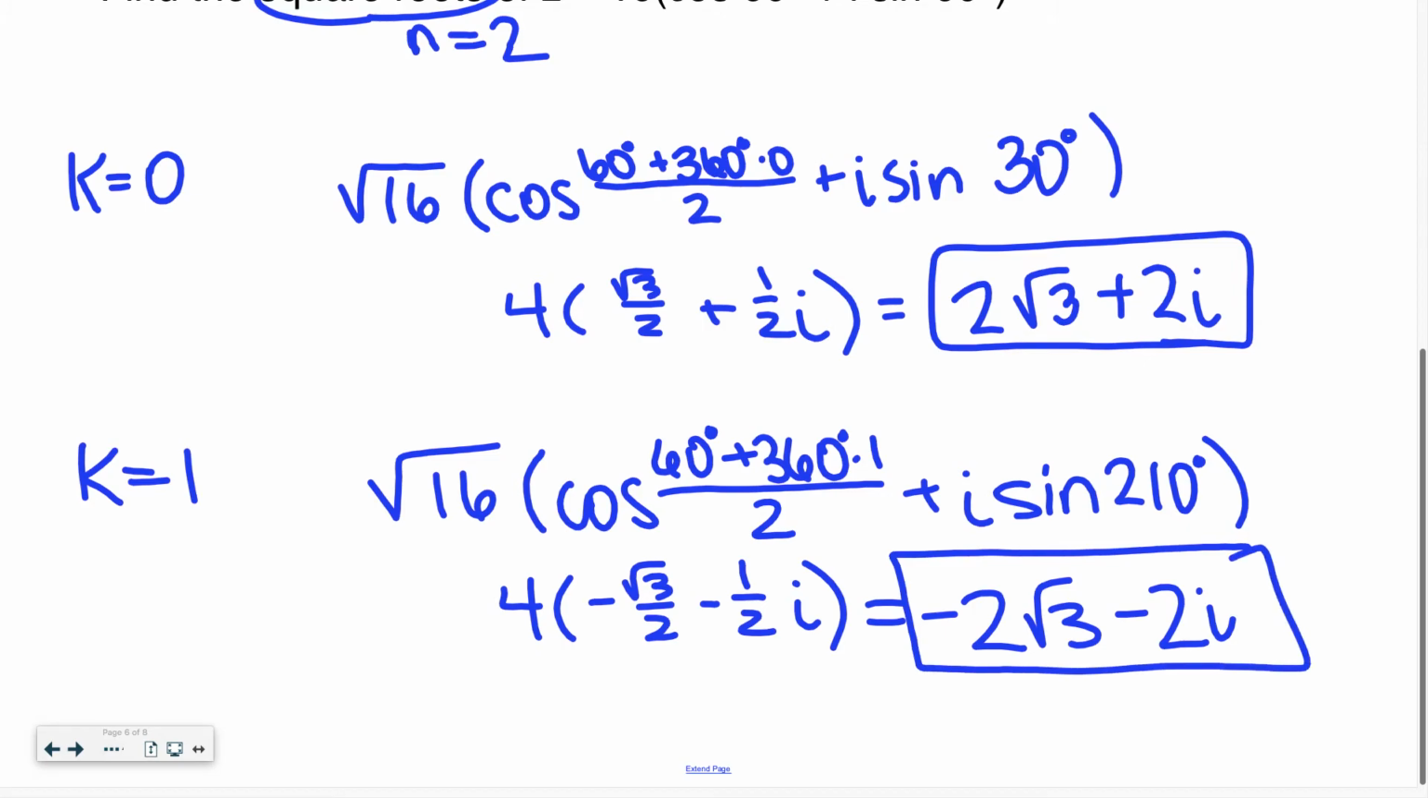Remember, I did tell you you were going to see some symmetry. If we were to plot both of these complex numbers, we would see that they are 180 degrees apart. 30 to 210 is 180 degrees apart. Since there are 2 roots, they're going to be splitting that 360 degree difference.